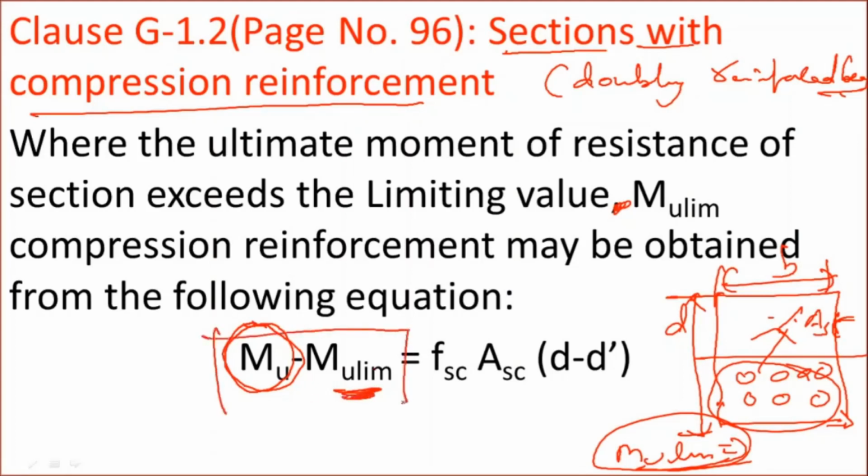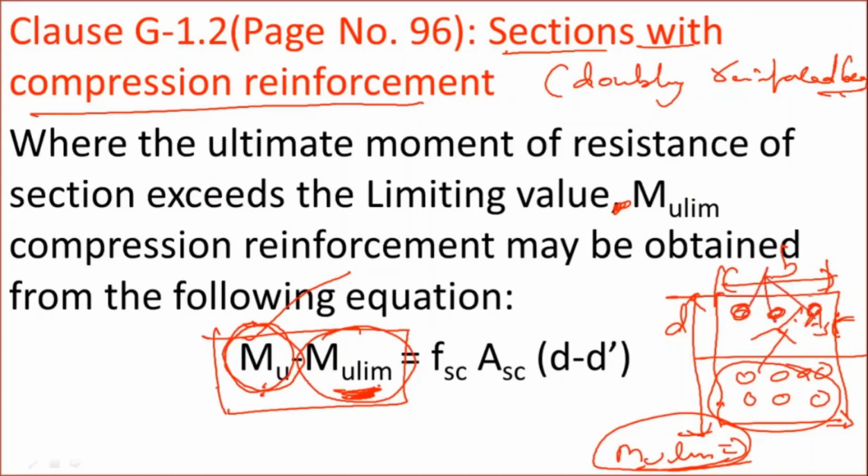Then the additional moment carrying capacity required is how much? Mu minus Mu limit. See this carefully. The actual moment of resistance required is Mu, but the given section is offering the moment of resistance of Mu limit only. In that case, the additional moment carrying capacity you require is Mu minus Mu limit. So in this case we will provide reinforcement in the compression zone also, and that reinforcement will give us the additional moment carrying capacity.